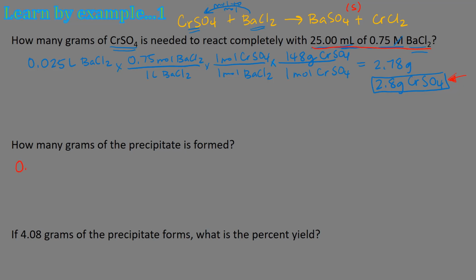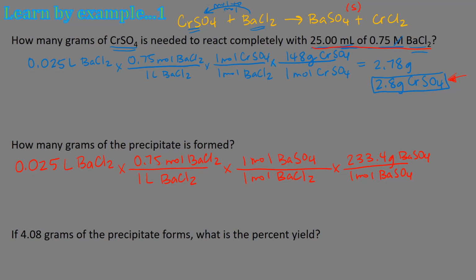And I'm going to do the same thing and start with liters instead of milliliters. So 0.025 liters of barium chloride. And for every liter of barium chloride solution, I have 0.75 moles of barium chloride. Now 1 mole of barium chloride for every single mole of barium sulfate, because that's my precipitate. And my molar mass of barium sulfate is 233.4 grams of barium sulfate for every single mole.